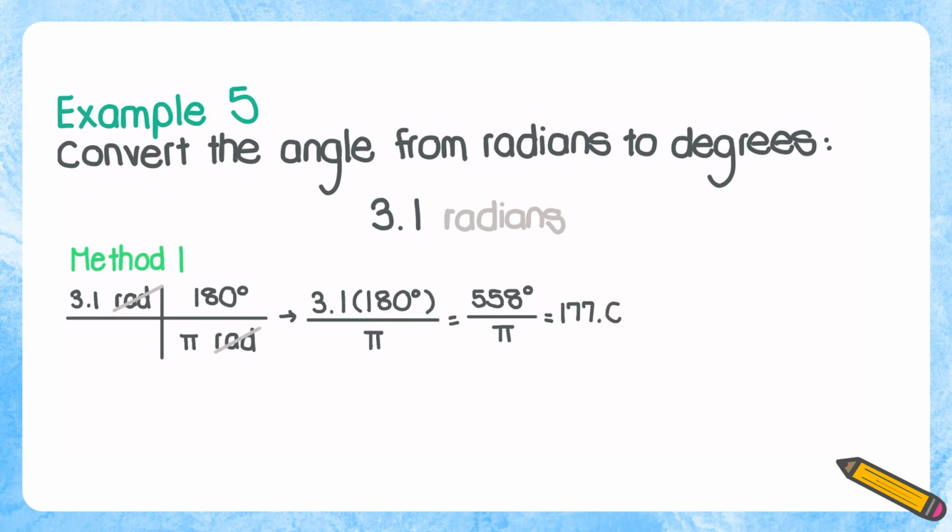Your answer should look something like this, 177.616, and then keeps going. But we're just rounding to the nearest tenth. In this case, we're rounding down. So we get 177.6 degrees. Notice how it's almost half a circle, but not quite.